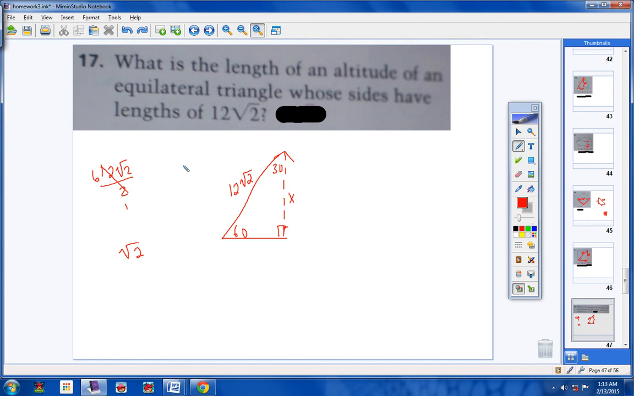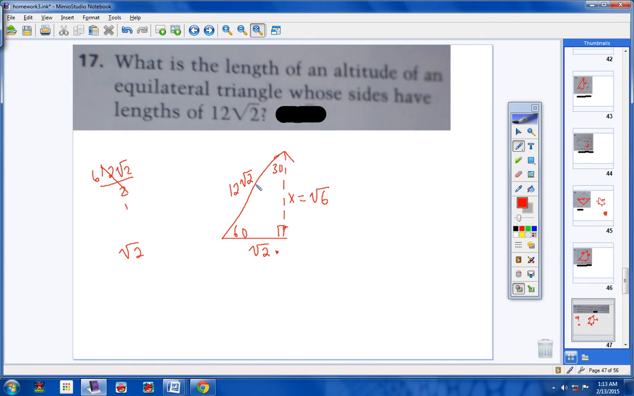So, what I'm left with, if my hypotenuse is 12 square root of 2, then my shorter leg, which is always across from the 30, is going to be 6 square root of 2. And now, how do you get the longer leg, which is your altitude? It's across from the 60. Remember, you always multiply the shorter leg by the square root of 3. So I have 6 square root of 2 times the square root of 3, which would be 6 square root of 6. And that is the answer.